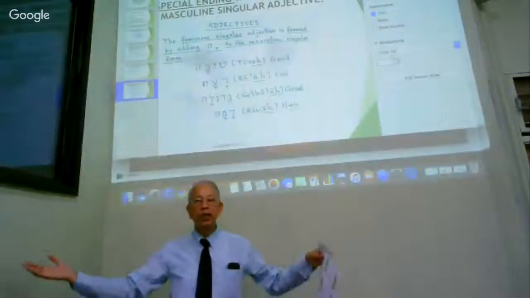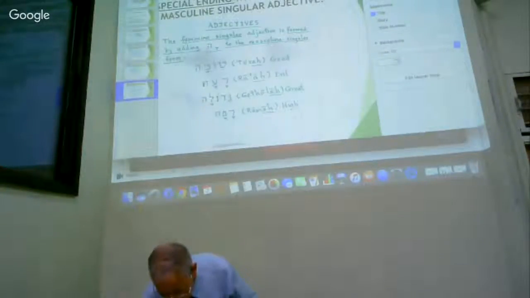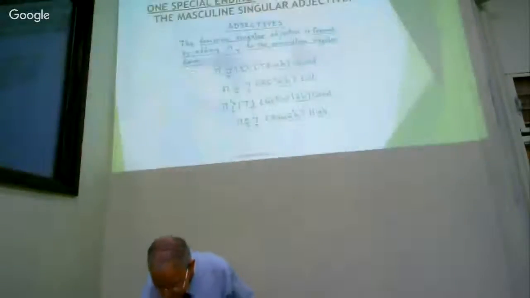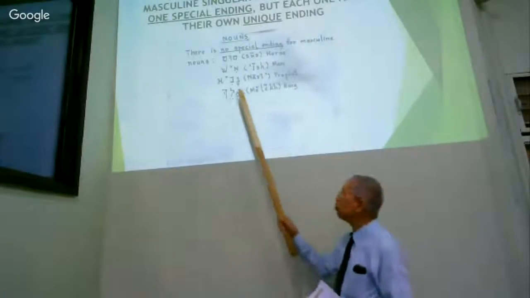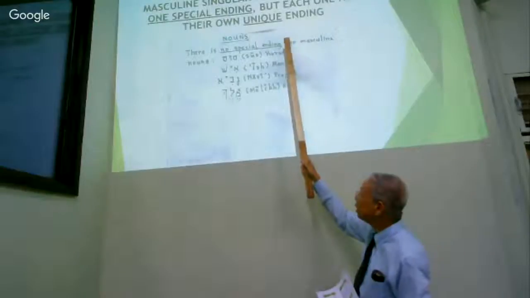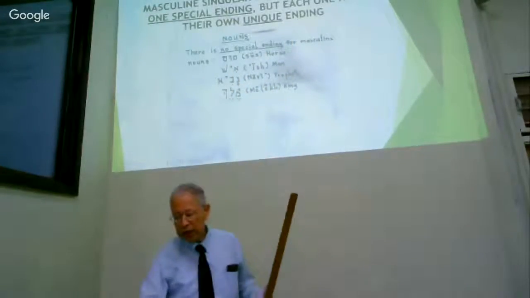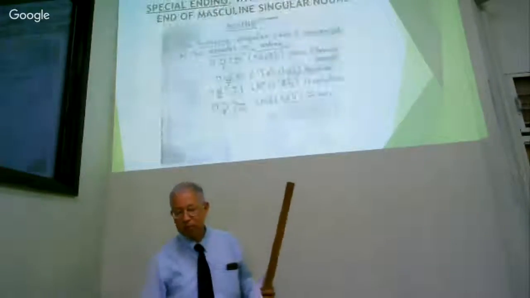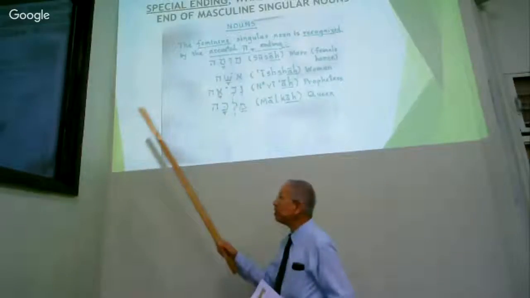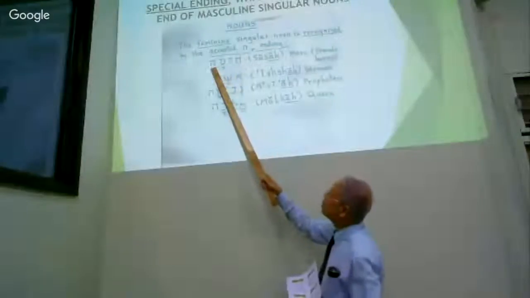Okay, well, that is your test. That's all your test is about. Let me just quickly go by that again. Masculine singular nouns do not have one special ending. Each has their own ending. Know these words in Hebrew so you can give them as examples. The feminine singular noun has one special ending.